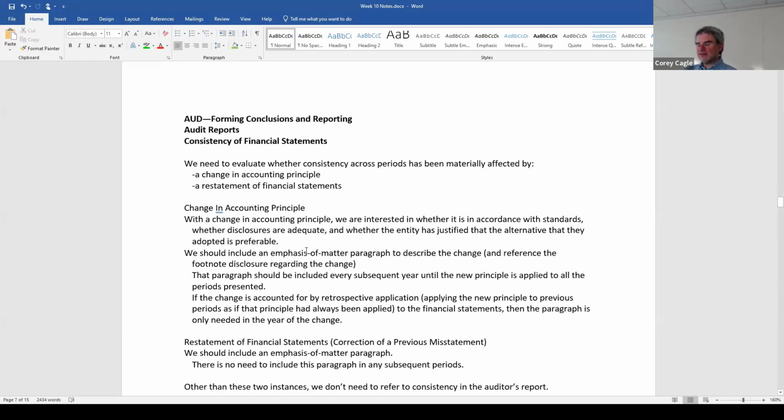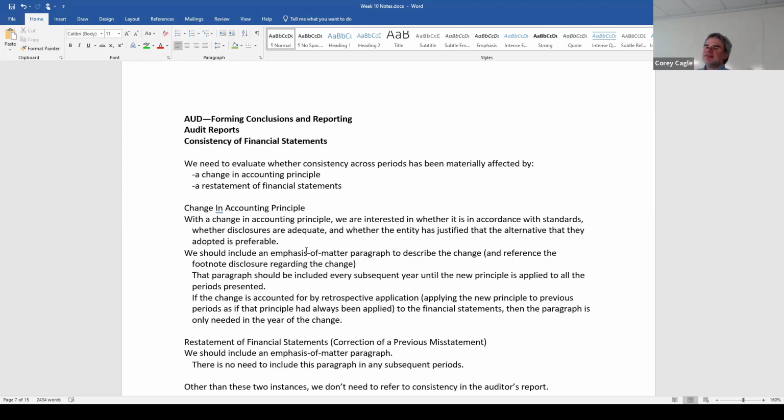Okay, consistency of financial statements. This we have already touched on. We'll hit it a little deeper here. It's a little bit of repetition, and this is good. It's kind of an in-a-nutshell type chapter.